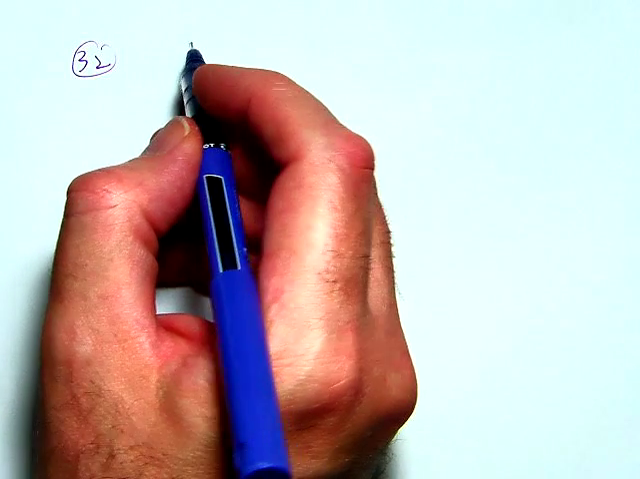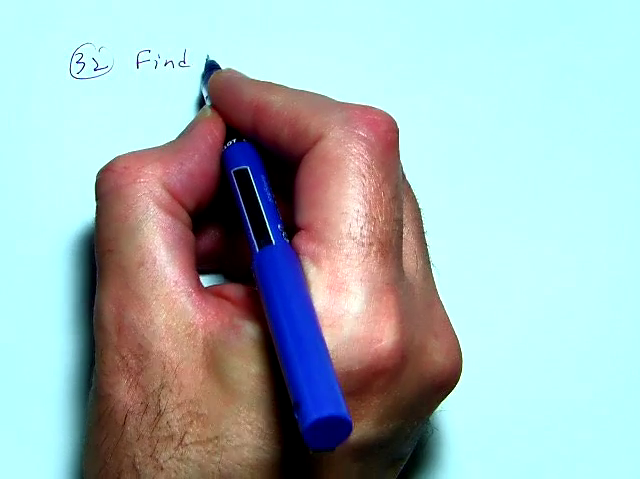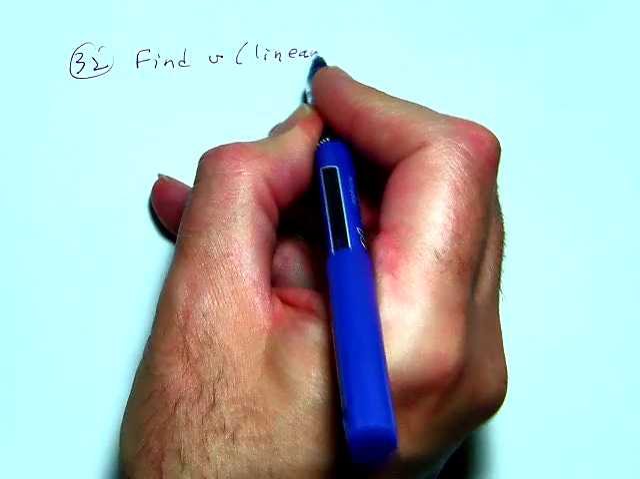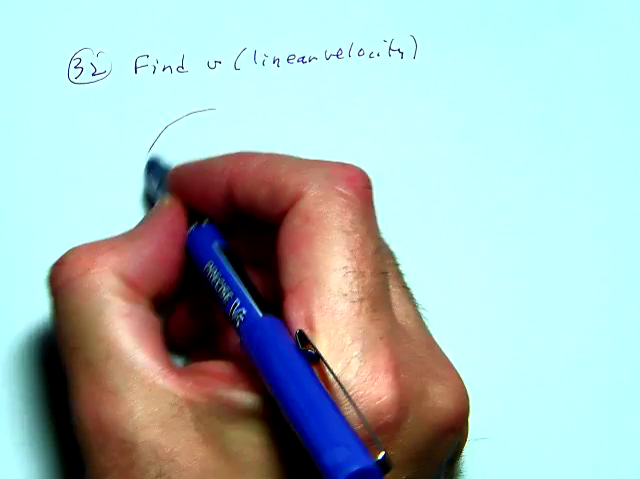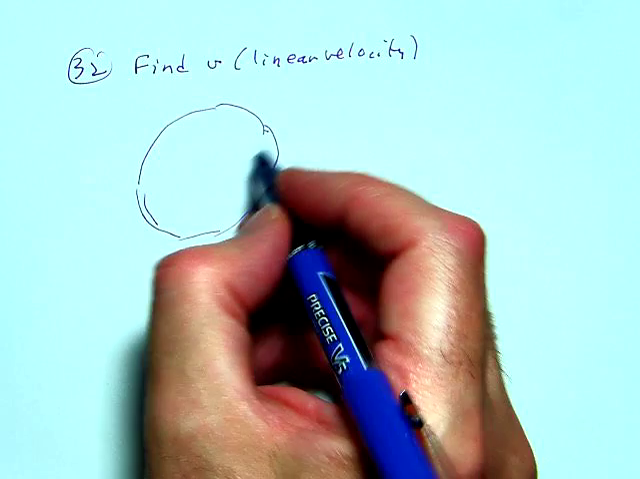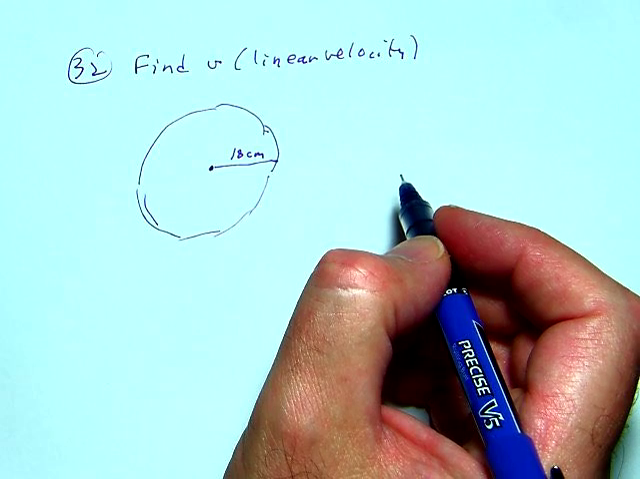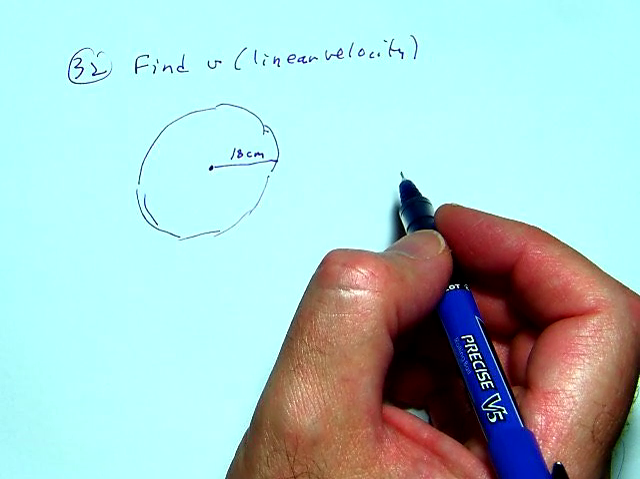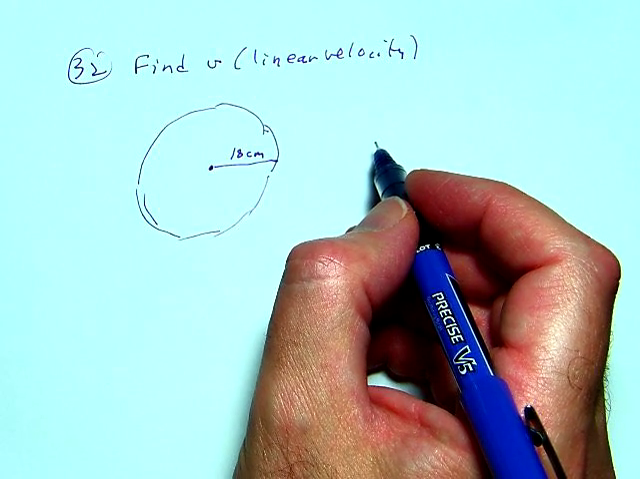Let's look at the next problem, which is 32. We're told that we have to find v, which is the linear velocity. And the problem is that we have a point on a tire. Let me try to draw a circle. The radius of the tire is 18 centimeters. And it's rotating 35 times per minute. And what is the linear velocity?